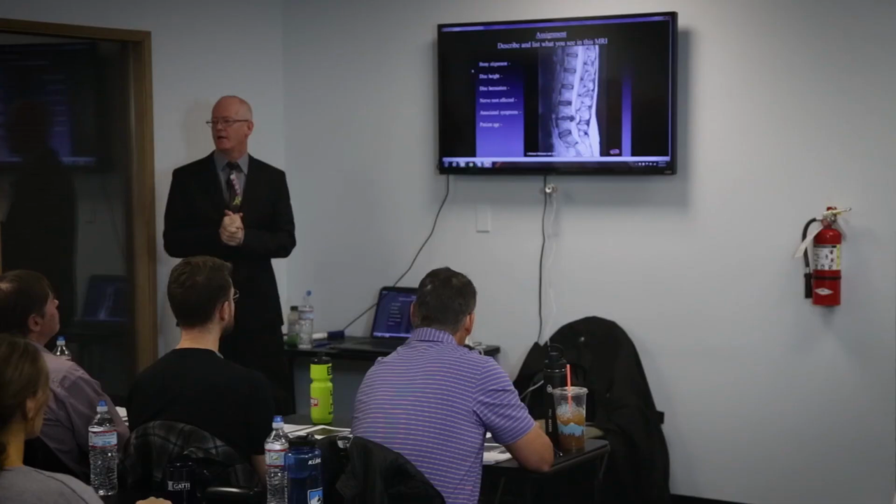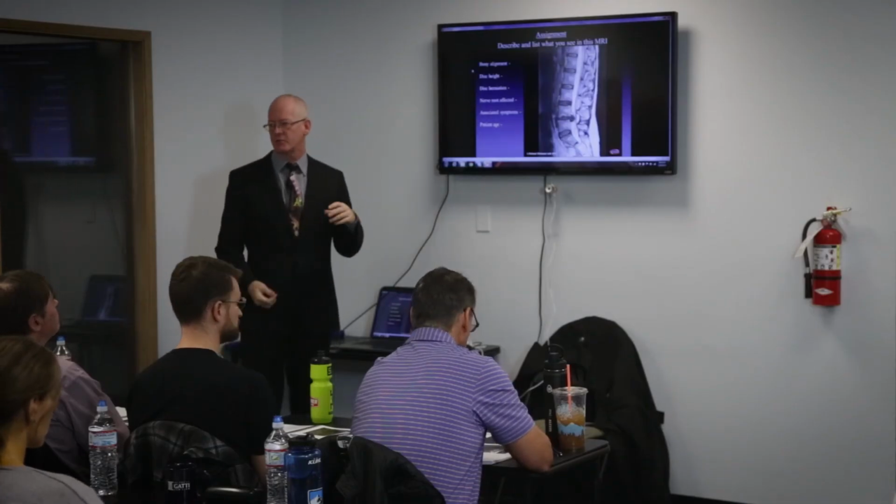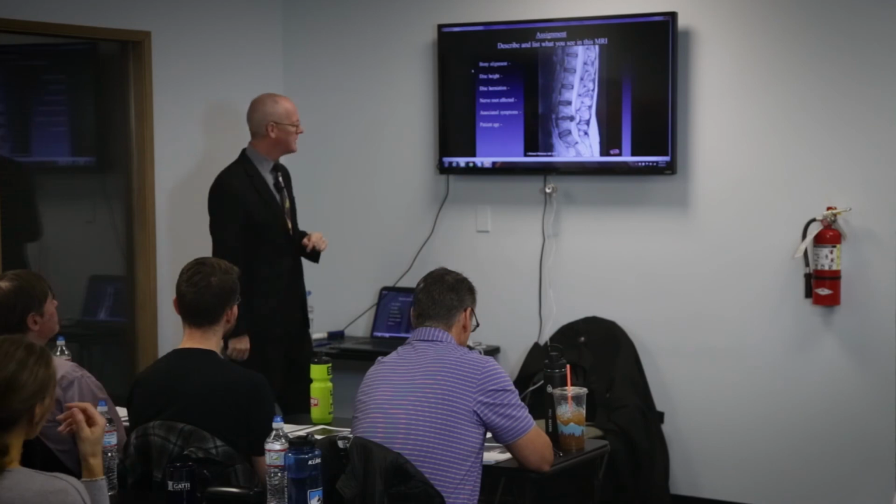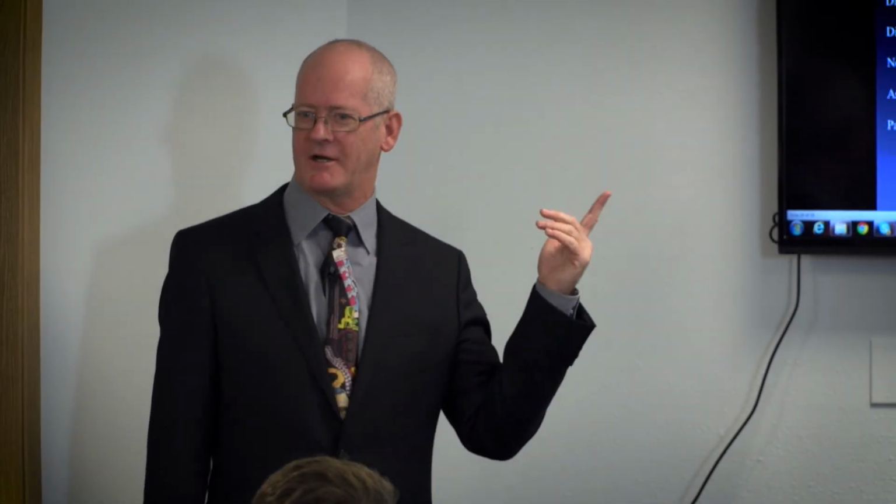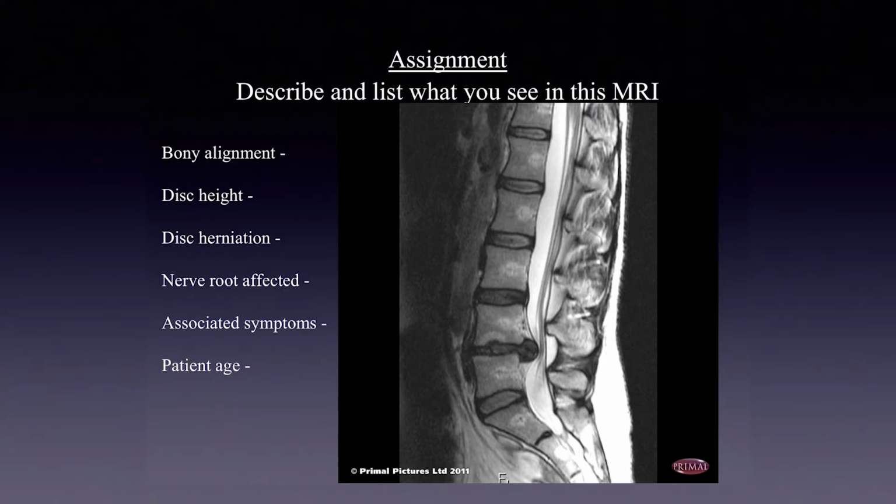So what do you see? When we look at an MRI, how many of you look at MRIs at least a couple times a year? Good, okay, most of you, yay. How many of you like looking at radiology? Okay. I really like looking at pictures, just so you know. So one of the things we want to look at is the bony alignment, and then the disc height, where we might have a disc herniation, which level, which nerve root is affected, associated symptoms, and a patient's age. So with what we've already discussed today, what can you already determine from this picture? Let's talk about bony alignment.